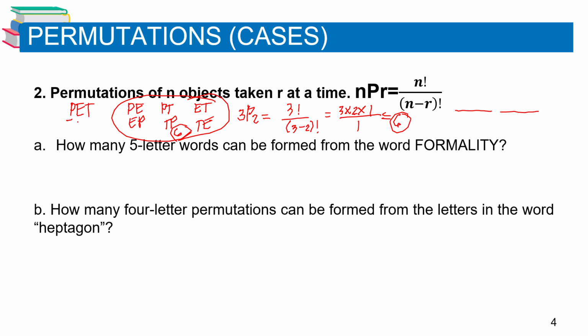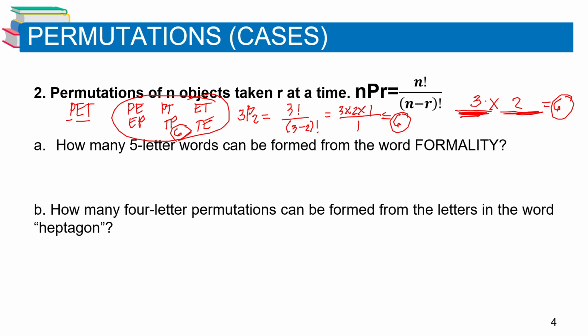So the word PET has 3 letters. Therefore, 3 times 2 is equal to 6. So taken two at a time, because there are 2 letters we need to get from the word PET.